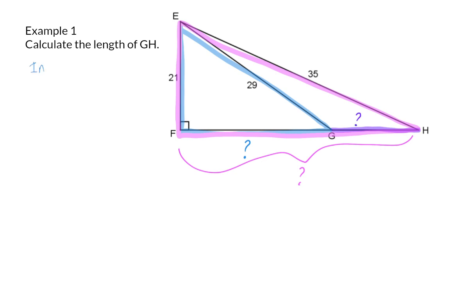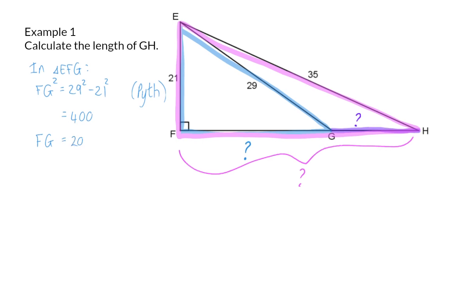So, starting in triangle EFG, we want to determine one of the shorter sides. Therefore, to determine side FG squared, we're going to start with the hypotenuse squared and subtract the other shorter side squared. Remember to also supply your reason. This gives you a value of 400 for FG squared, so taking the square root will give you side FG as 20. Next, we can work in the bigger triangle, triangle EFH.